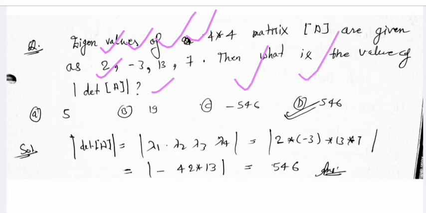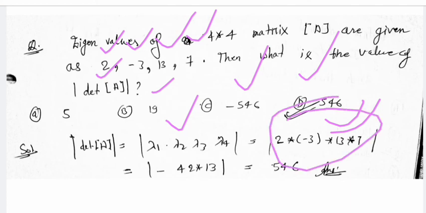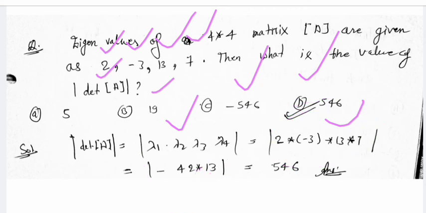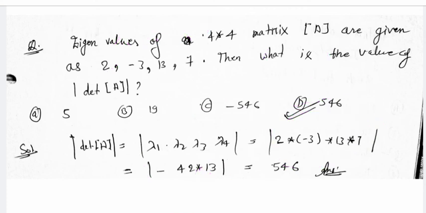Now we know that the determinant is equal to the product of all the eigenvalues. So on the basis of the product of all values, we get this equation. Now after multiplying, we get minus 546, but here we apply the mod. This mod operation is going to be positive. So the answer is not C, answer D is correct. 546 is the correct answer, which is option D.